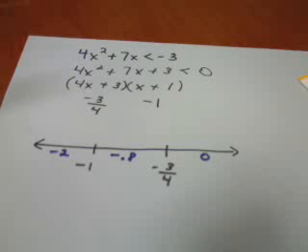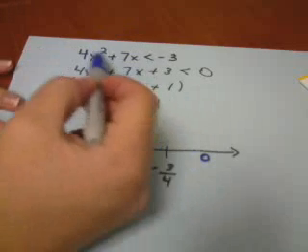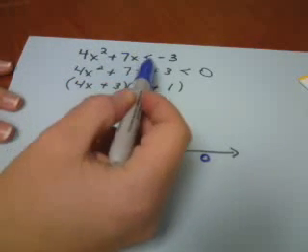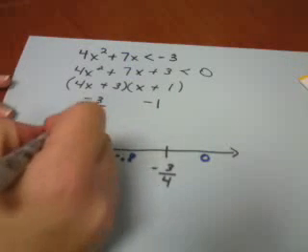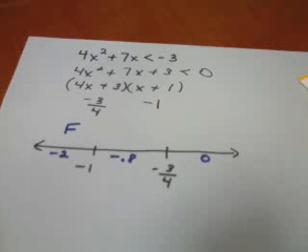All right, when you plug in negative 2, I'm going to do this the easy way. I'm going to do 4 times negative 2 squared plus 7 times negative 2, and I get positive 2, over on this side. Positive 2 is definitely not less than negative 3, so this region is false. Okay, when I test the negative 0.8, I'm going to do 4 times negative 0.8 squared plus 7 times negative 0.8.